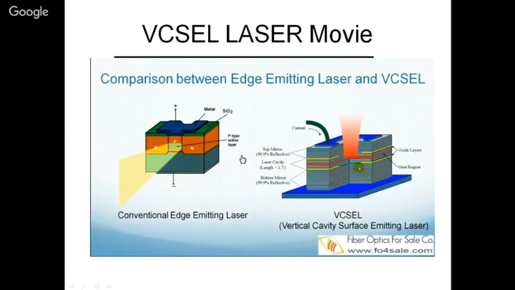VCSEL lasers have many advantages. It has a circular light beam, which is very easy for coupling into optical fibers. It also consumes less power. Since it emits from the surface, this structure can be integrated in two-dimensional array configuration. Now let's see how VCSEL lasers work.